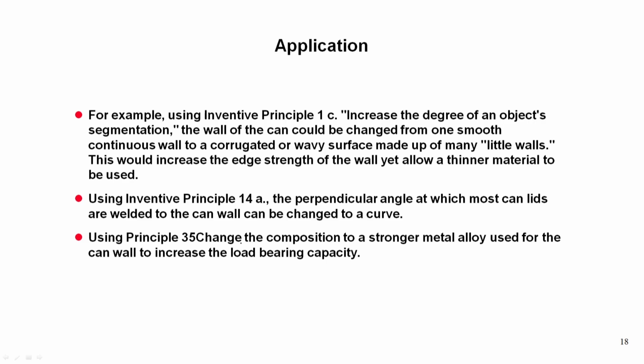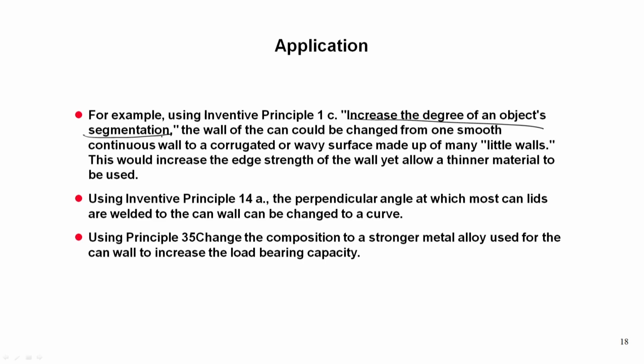Principle 1 is one that people have already tried for such a contradiction, that is, increase the degree of an object's segmentation. That means the wall of the can could be changed from smooth to a corrugated one. If you look at this particular water bottle, precisely that is what they have done. They have made it corrugated, so that even a thin sample can hold the weight. So, that is principle 1, increase the degree of an object's segmentation. Segmentation or modularity, we are going to see it very soon.